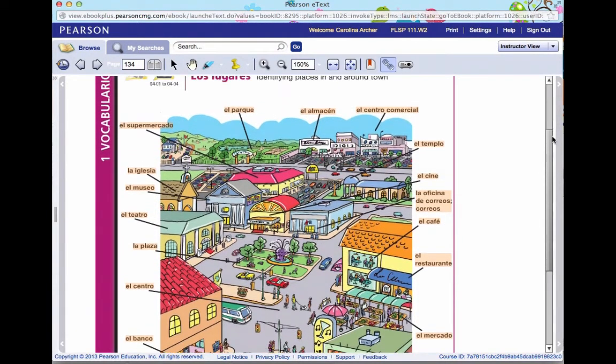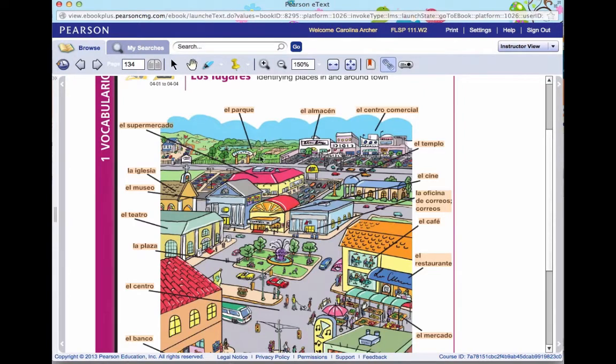Okay, so we're going to start up here on top. We're going to look at the different things that you can find in a town. El supermercado, like H-E-B, or here in town Albertsons, that would be a supermercado. Walmart and places like that, that would be el hipermercado, but you can also call it el supermercado.